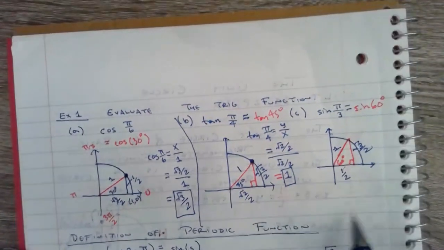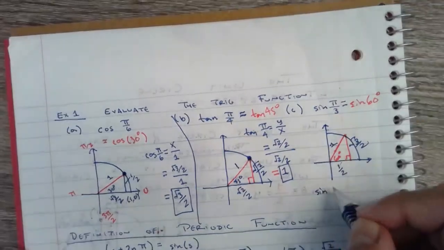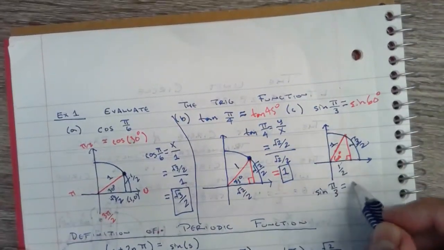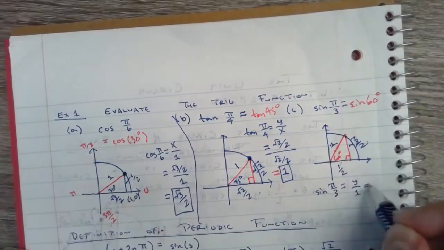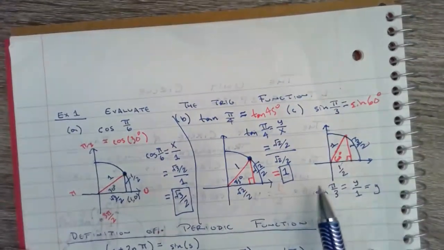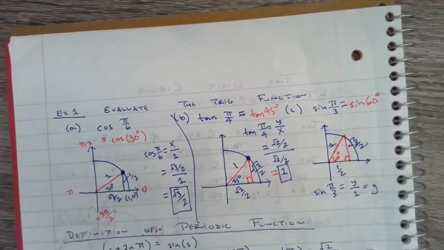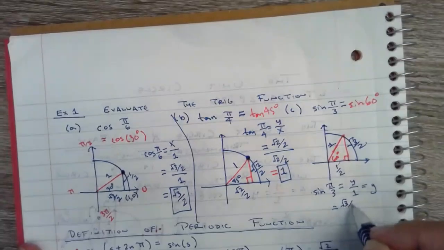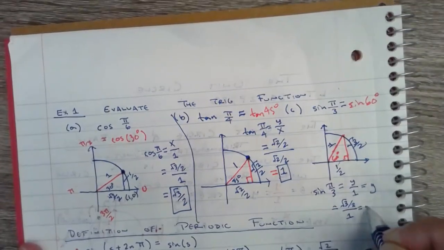But now let's do the sine. So sine of pi over 3, again, it's the same thing as y over 1, which is just y, right? Because remember, y over 1. What's your y in this case? Your y is square root of 3 over 2. So therefore, it's square root of 3 over 2 all over 1, which is square root of 3 over 2.